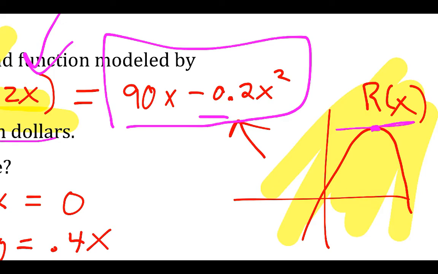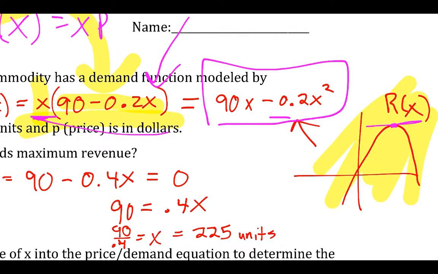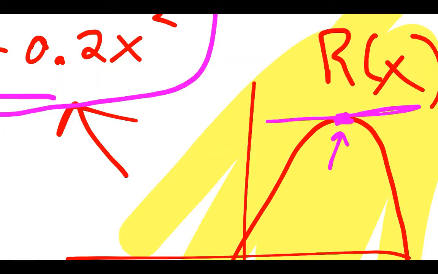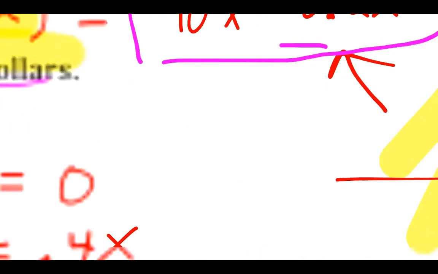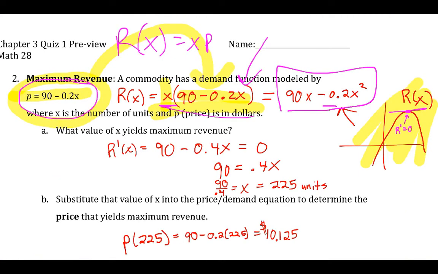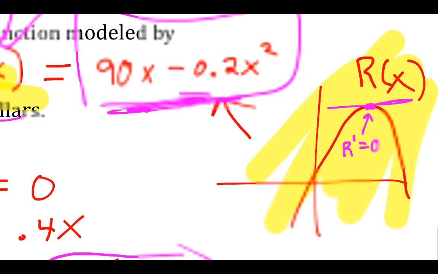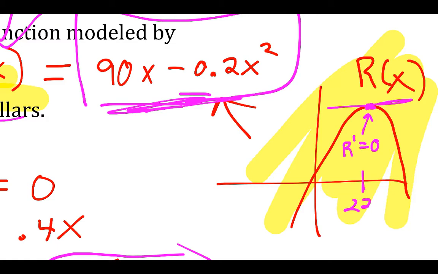So what's cool is I'm going to set the derivative equal to 0 to find this location. R prime set equal to 0 is going to help me find the x that indicates that peak right there. And so I've done that right here. R of x is up here in that pink box, and R prime of x is right here. Set it equal to 0 and solve it. You can follow the algebra, I'm sure of it, but I get 225 units. So that means that peak occurs at an x of 225.